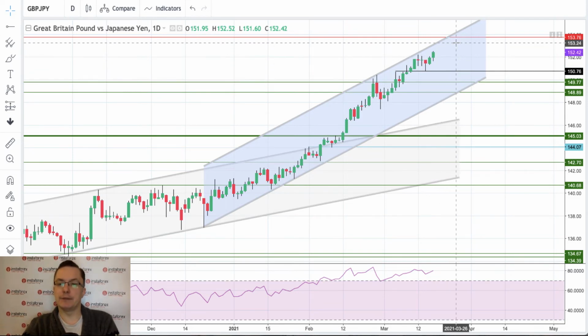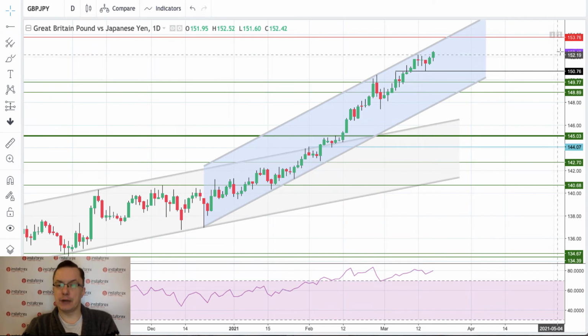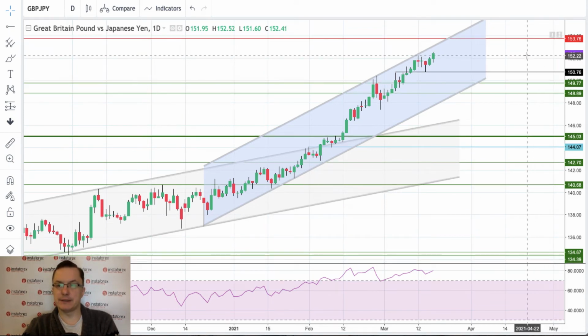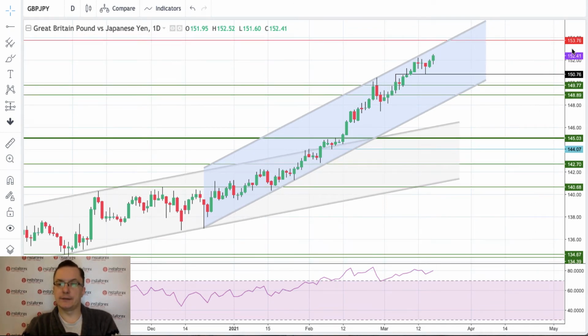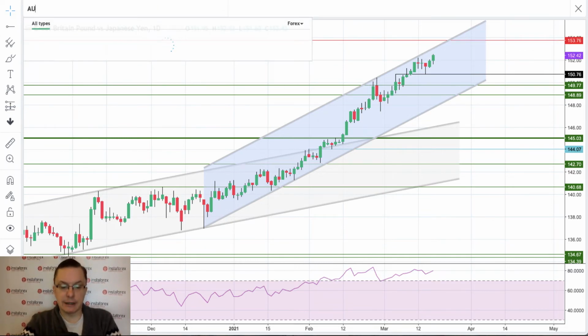We are still going up. Our target on the British pound to Japanese yen is still 153.76 before any meaningful correction. So that's everything for me. Oh no, let's just take a look at the Australian dollar.